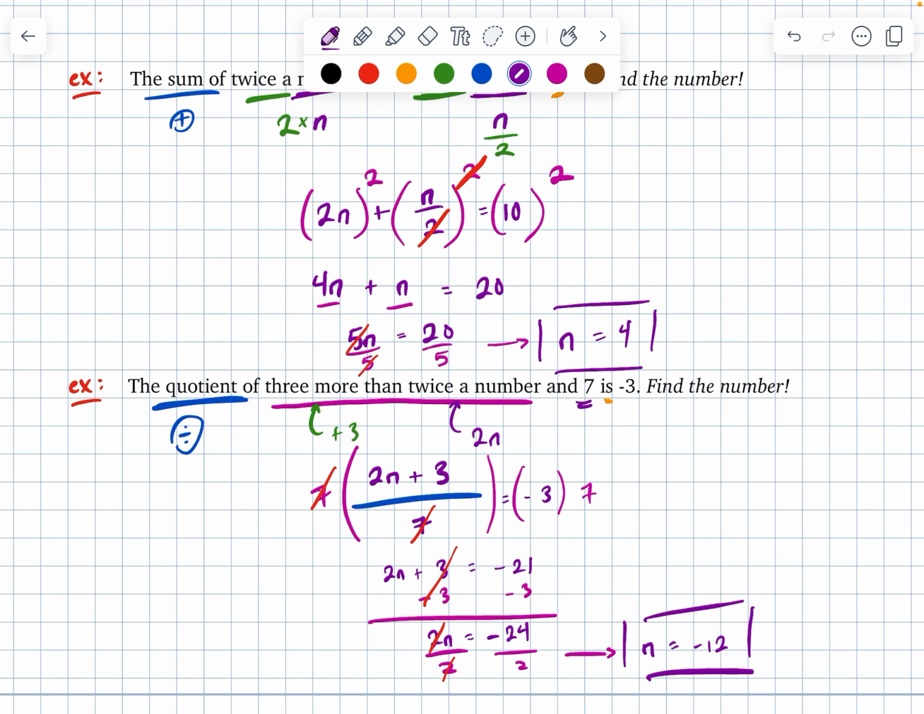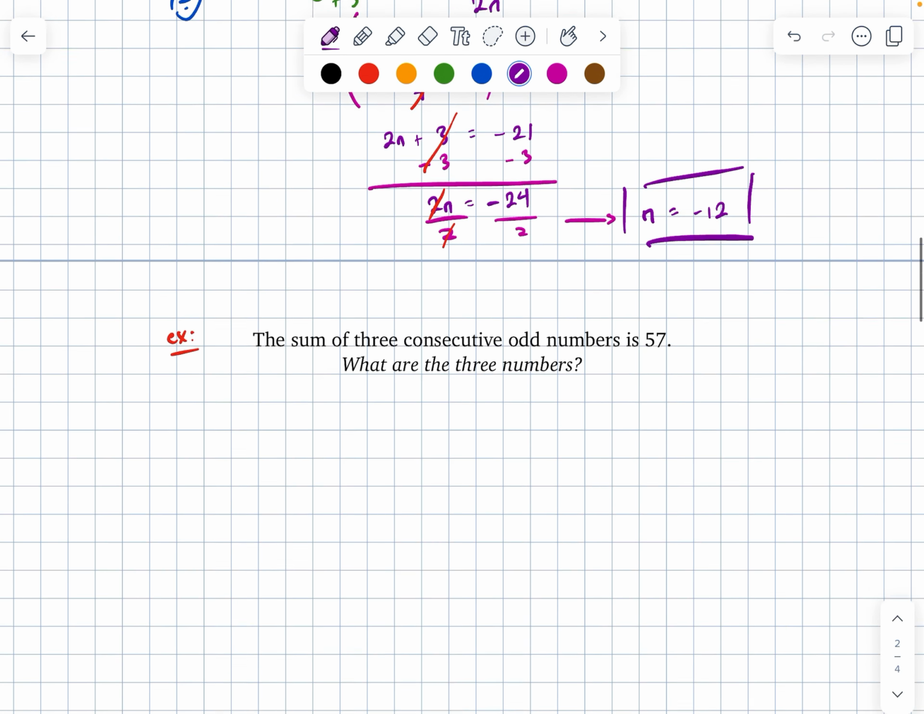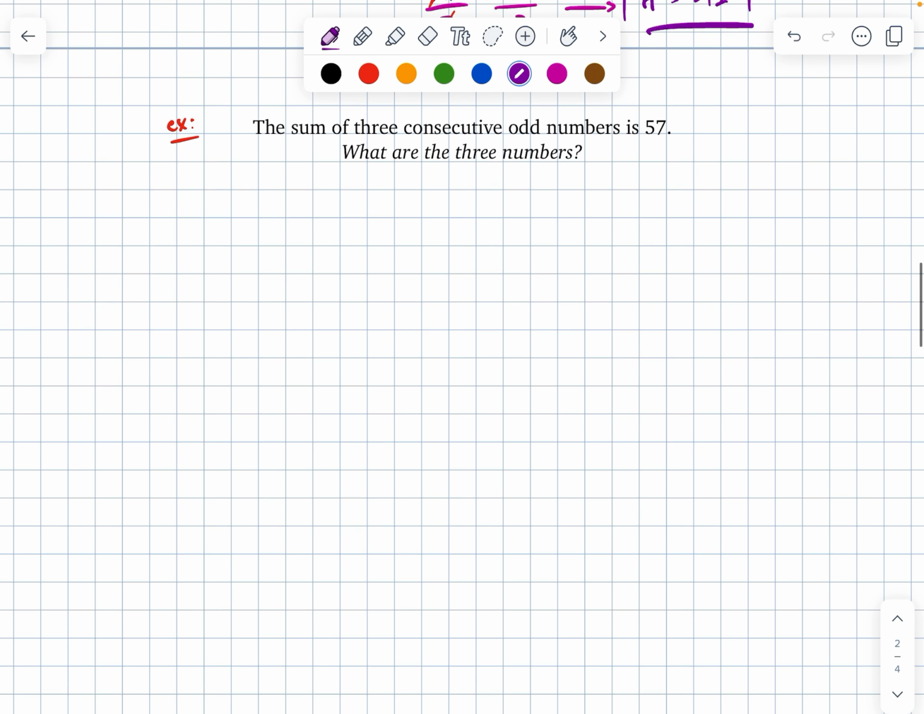Cool. What's nice about this language is that now we can ask some really cool and really creative questions. So look at this, friend. The sum of 3 consecutive odd numbers is 57. And I'm asking you, what are those 3 numbers? Well, some context here that's important. To make sense of this, I need to know, what does it mean for numbers to be consecutive? And what does it mean to work with odd numbers?